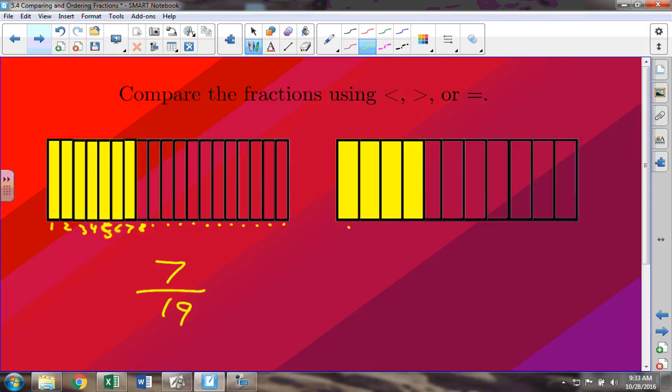And 1, 2, 3, 4, 5, 6, 7, 8, 9, 10, 11. Just by counting, we can create the two fractions. And now we'll do the exact same stuff that we were doing before.